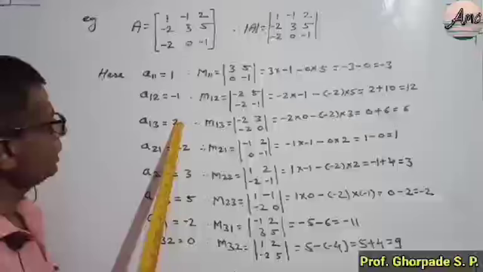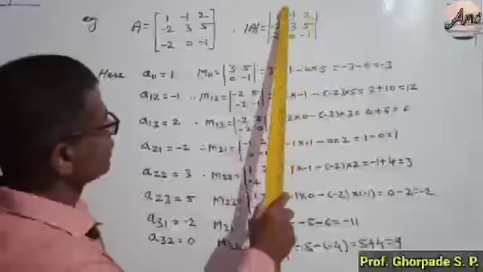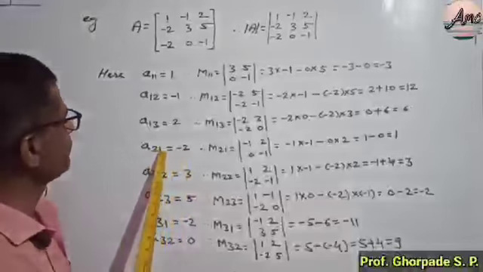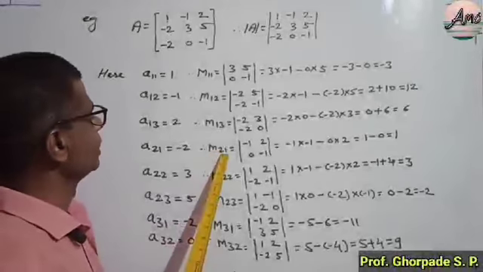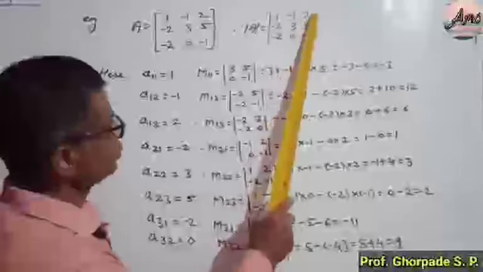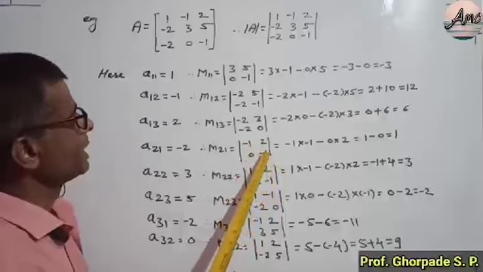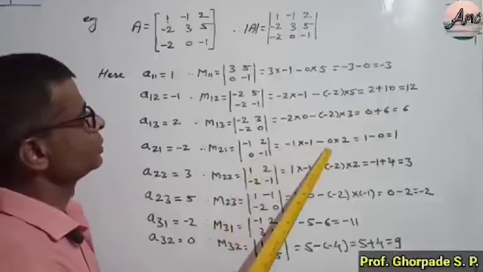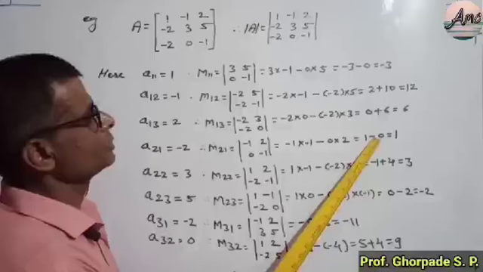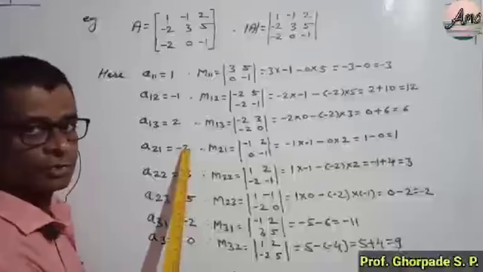Then take A21, second row, first column. So second row, first column is minus 2 here. So we have to find the minor of this minus 2. So the minor of A21 is denoted by M21, which is obtained by deleting the second row, first column. If we delete second row, first column, what will we get? Minus 1, 2, 0, minus 1. Whose value is given by minus 1 into minus 1, minus of 0 into 2. So minus 1 into minus 1 is 1. And 0 into minus 2 is 0. 1 minus 0 is 1. This 1 is the minor of minus 2.